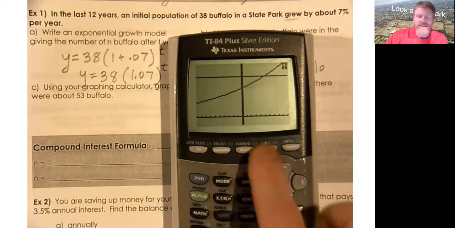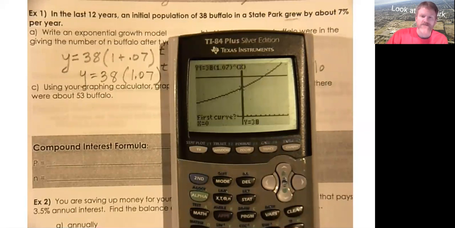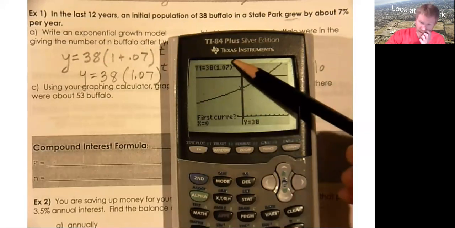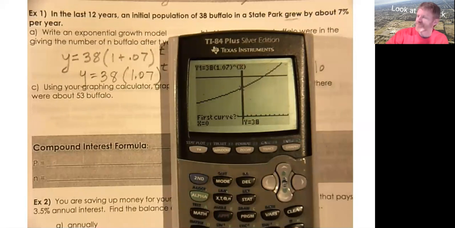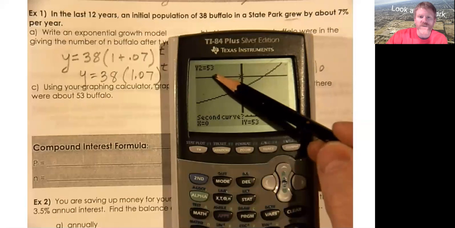So we go to second, trace. We don't go to trace. We're not tracing, we're calculating. We're going to go to the intersection and hit enter. It asks us two questions. First of all, it says first curve. Is this the equation you want? Yes. Is that the equation that you want as your second one? Yes.